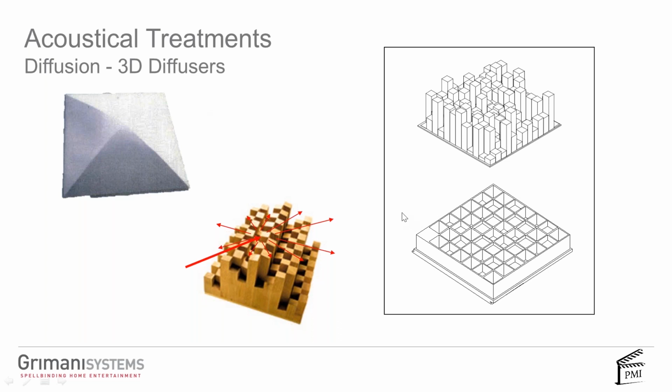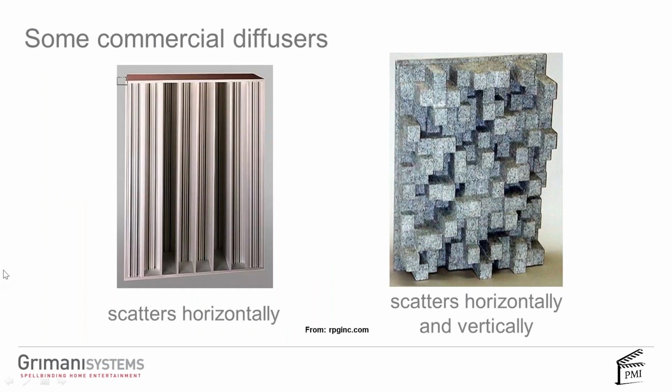These are also RPG products. This is a 2D diffuser, scatters only horizontally. This is a 3D diffuser, scatters horizontally and vertically. If you put it this way, if it's on the ceiling, of course, it wouldn't be horizontal and vertical. It's just this scatters in one plane, this scatters into a hemisphere. Sure. All right.